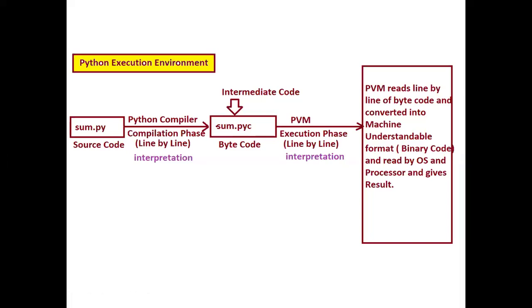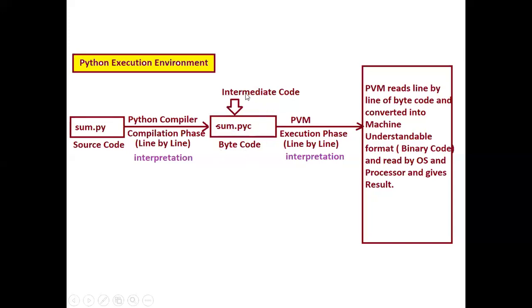It reads the source code in the Python compiler. In the compilation phase, it reads the code line by line, and if any error is found, that error will be displayed on the console. If no error is found, it will convert it into the intermediate code, that is sum.pyc. This is a bytecode. This is known as bytecode.